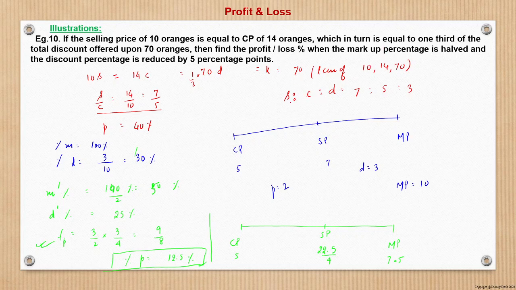So from there we obtain the ratio of S, C, D as 7 is to 5 is to 3. So this means that if cost price is 5, then selling price would be 7 and discount would be 3 rupees. So from 5 to 7, now when selling price is 7 and discount is 3, then marked price is 10. So therefore, if CP is 5 and MP is 10, the markup percentage is 100% and discount is 3 upon 10, which is 30%. Now in the question it says that when the discount decreases to 25% and the markup percentage decreases to 50%, what would be the new profit? So new profit is nothing but 12.5%, right?